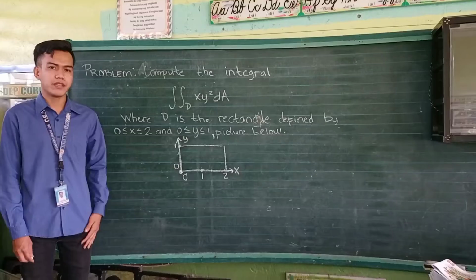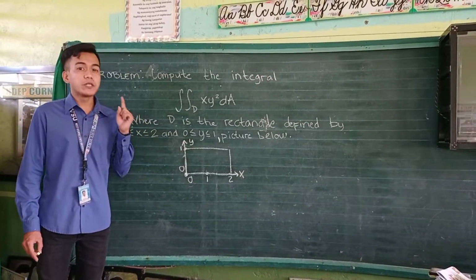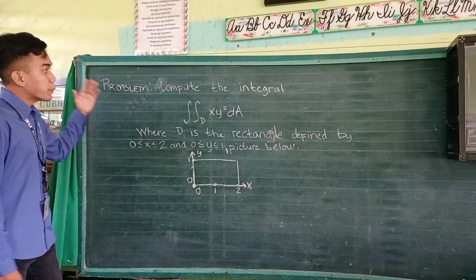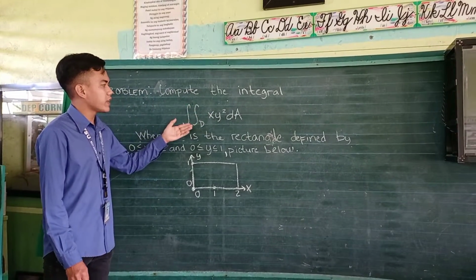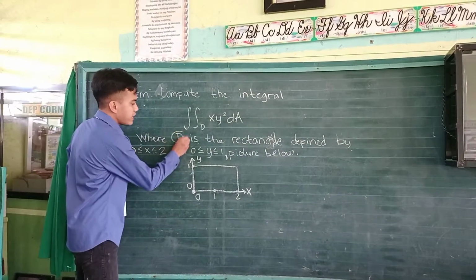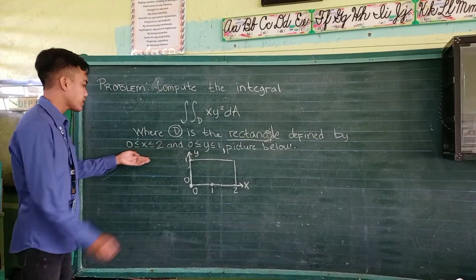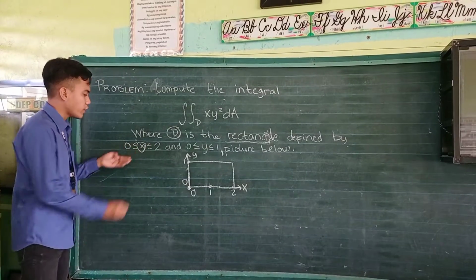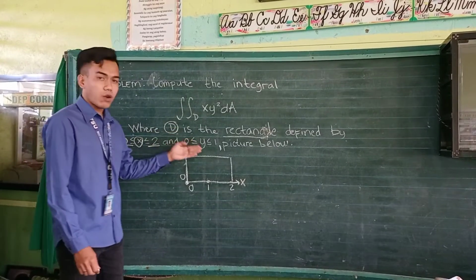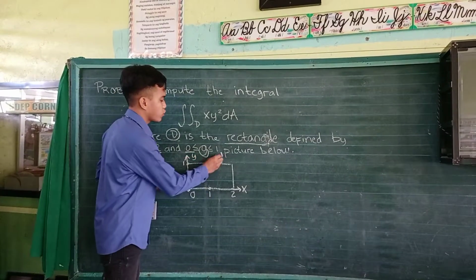Let's go! Here's now an example problem regarding the double integral. Today, I'll be showing you how to compute the integral. Here is our problem. We are going to compute the double integral of xy squared dA, where D is the rectangle defined by x greater than or equal to 0 and less than or equal to 2, while y is greater than or equal to 0 and less than or equal to 1.